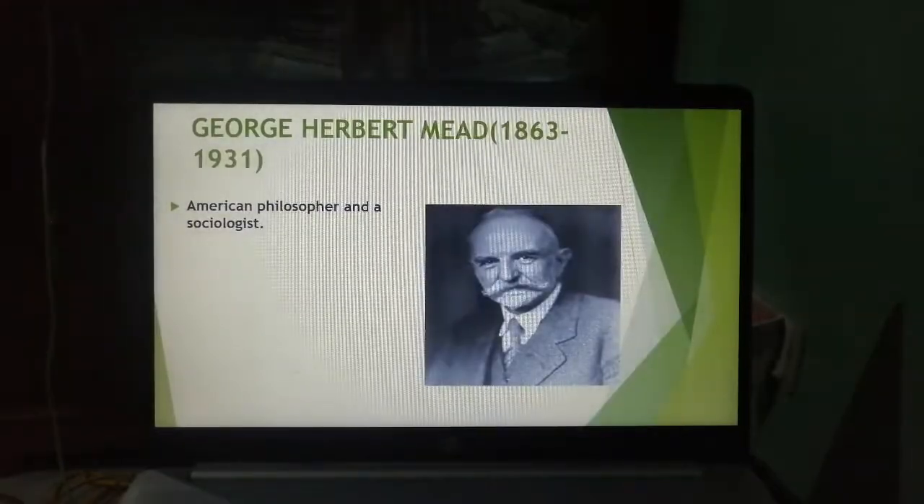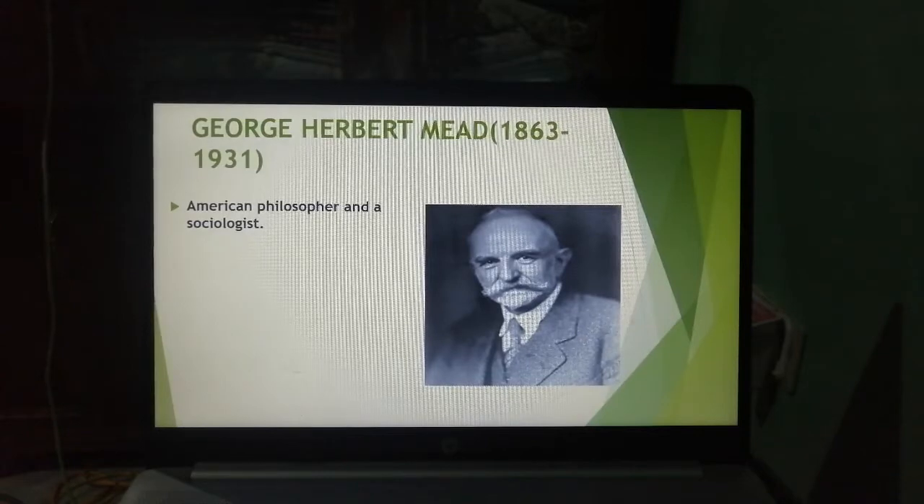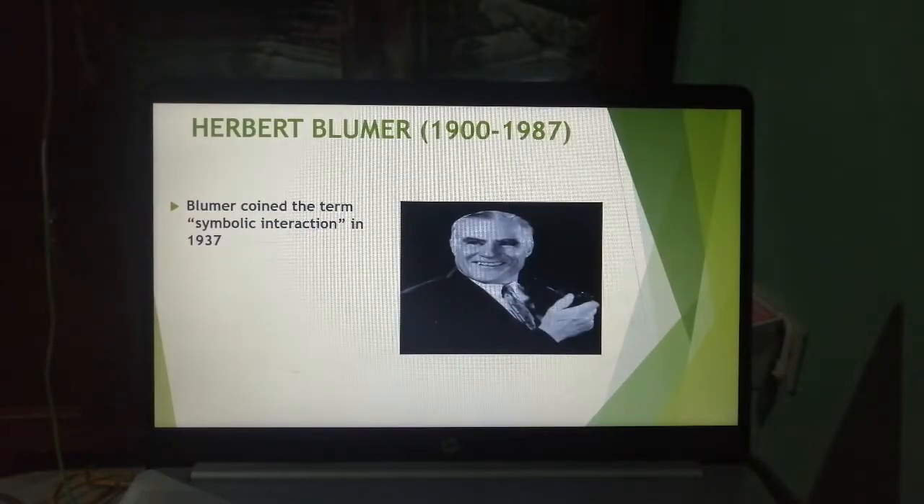Okay, so the proponent of this theory is George Herbert Mead. He is an American philosopher and a sociologist. He was born in 1863 and died in 1931. Although Mead is the one who developed the perspective, the one who pointed out symbolic interaction is Herbert Blumer. Blumer coined the term symbolic interaction in 1937, and according to him there are three basic principles of this theory.